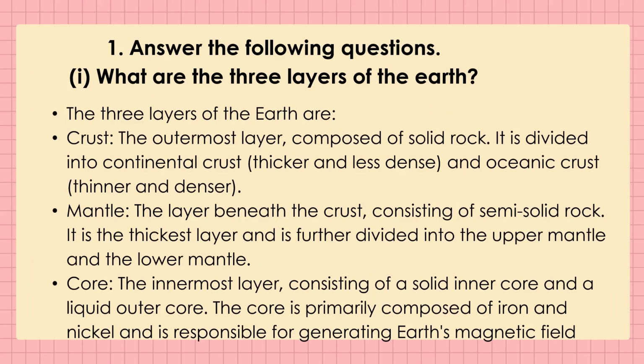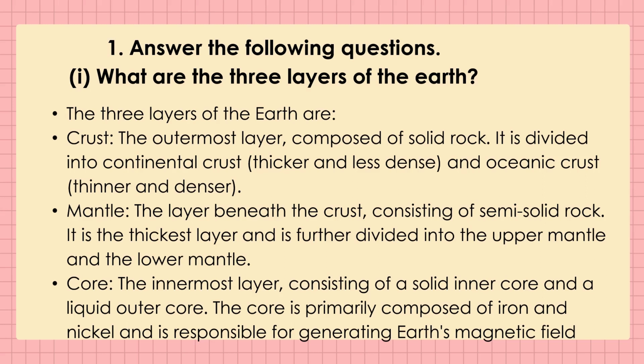Question number 1. Answer the following questions. What are the three layers of the earth? Answer is, the three layers of the earth are, first one is crust. This is the outermost layer composed of solid rock. It is divided into continental crust, thicker and less dense, and oceanic crust, the thinner and denser.